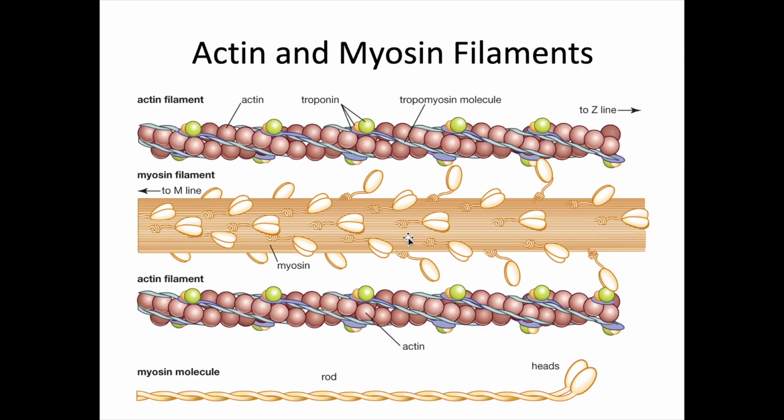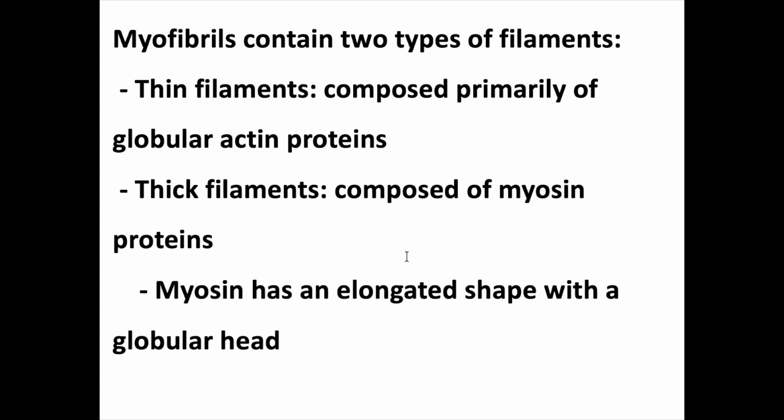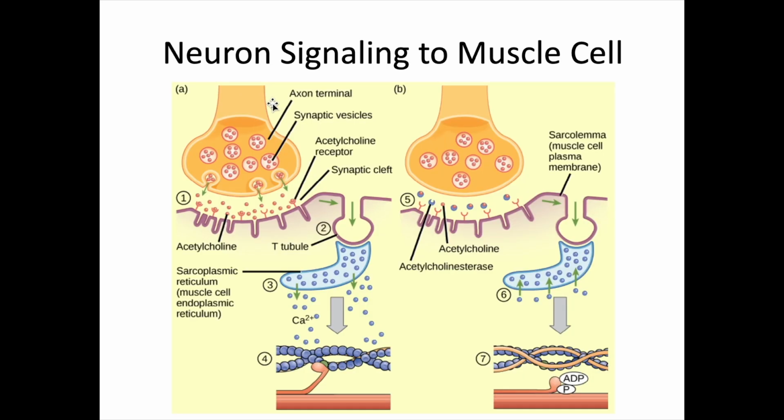And it's going to be the action of the two of these together against one another that is going to produce muscle contraction. But first, let me make this statement. Thick filaments are composed of myosin proteins, and the myosin has an elongated shape with a globular head. So, okay. Now let's go through the process of muscle contraction. This is going to begin with an action potential. Okay, that's going back a couple of chapters, but our muscles are only going to contract when they're told to contract. A neuron has to tell them that they're supposed to do this.